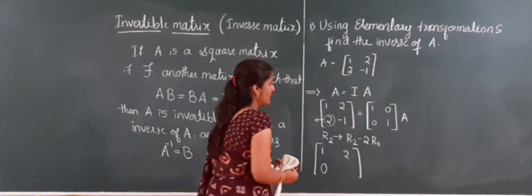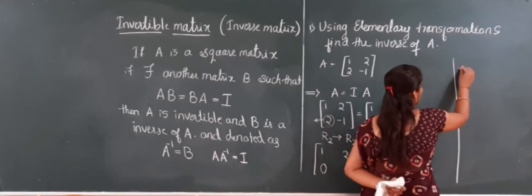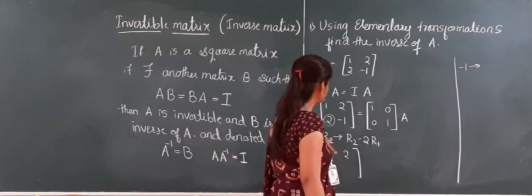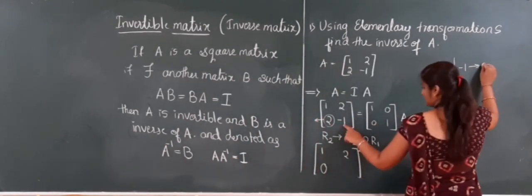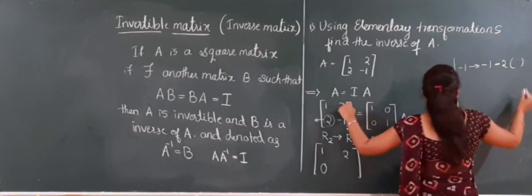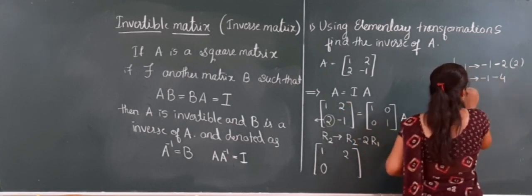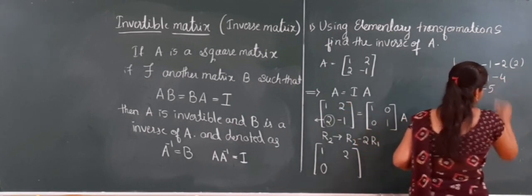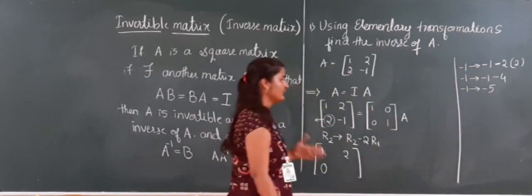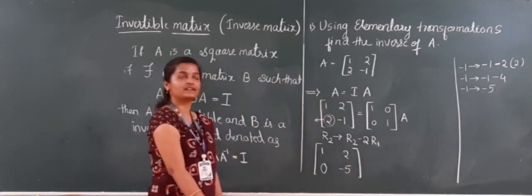Next, what about this term? Minus 1 changes to minus 1 minus 2 into R1. The corresponding element is 2, so minus 1 changes to minus 1 minus 4, so minus 1 changes to minus 5. It is not necessary to always write this out; you can solve it directly and write it directly. So here the answer is minus 5.